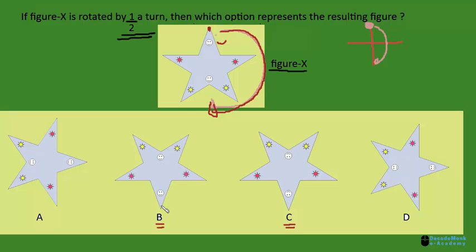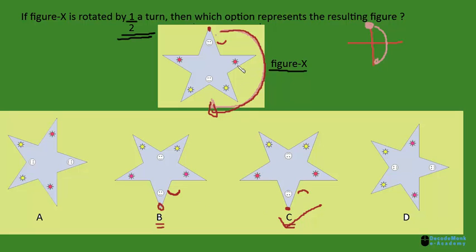If you see figure C, you see that this particular curved portion of the face of the smiley is not towards this pointed portion, whereas this curved portion of the smiley is towards the pointed portion. So option C is the right answer. If you turn this star 1 by 2 of a turn, then the figure will be exactly like figure C.